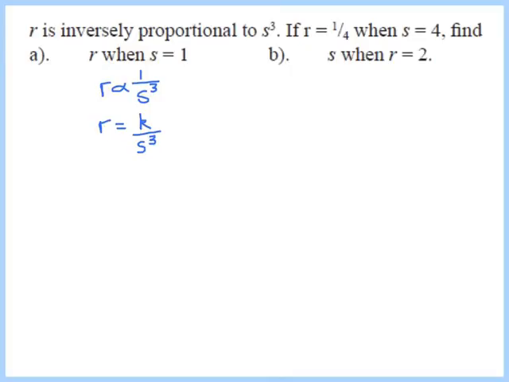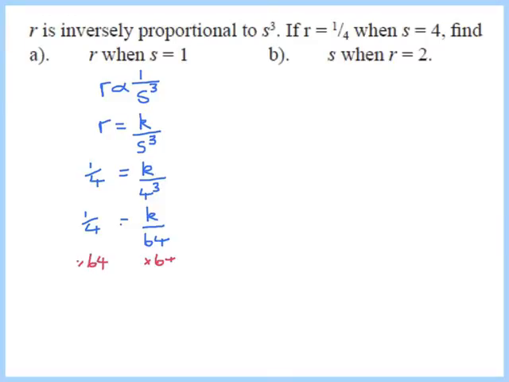Now, temporarily you just need to ignore this second part here because that's kind of like a separate part of the question. The first part is finding out the value of k using this information given here. So if r is a quarter, I can write that in on the left hand side, r is a quarter, and that equals k over s cubed, s being 4. So we've got 4 cubed. 4 cubed is 64. So k over 64 is a quarter. So I need to get rid of that divided by 64, so I'm going to multiply both sides by 64.